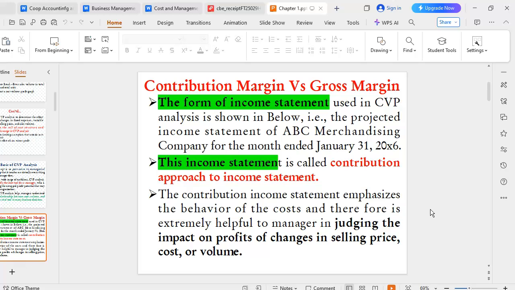The income statement is called the contribution margin approach to the income statement. The contribution income statement emphasizes the behavior of the cost, and therefore it is extremely helpful to managers in judging the impact on profit of changes in selling price, cost, or volume.